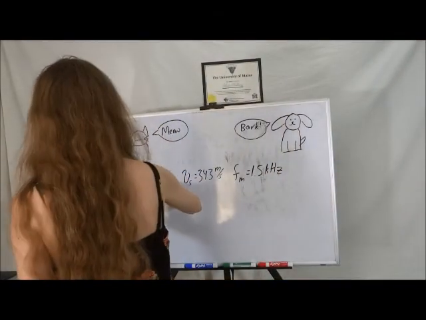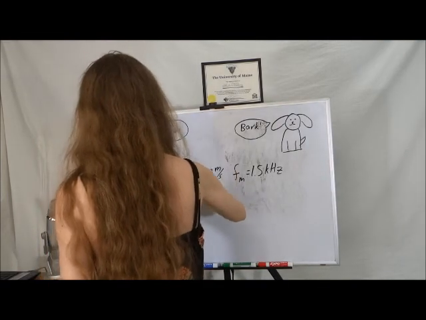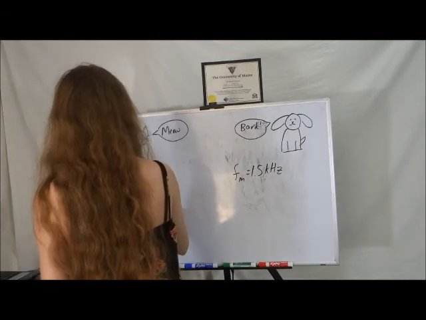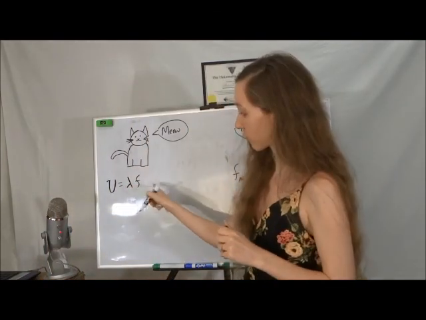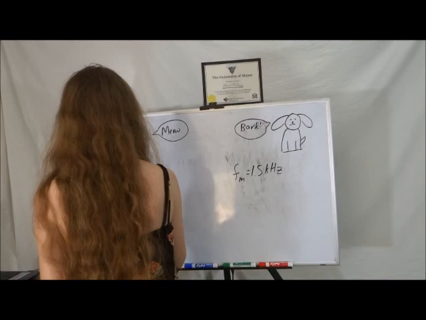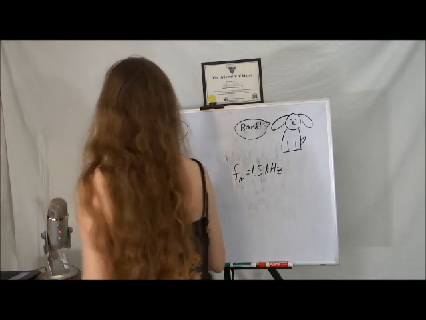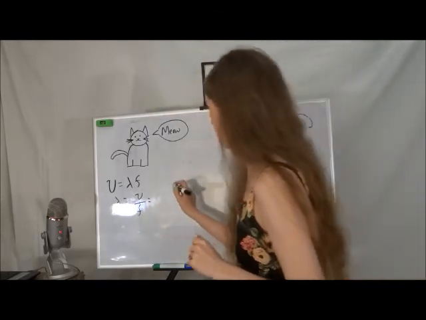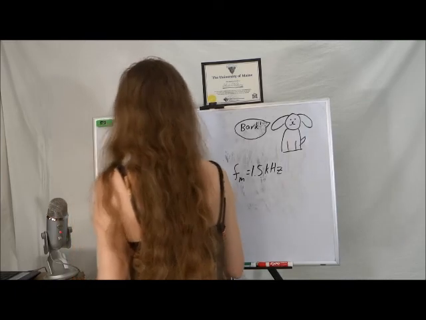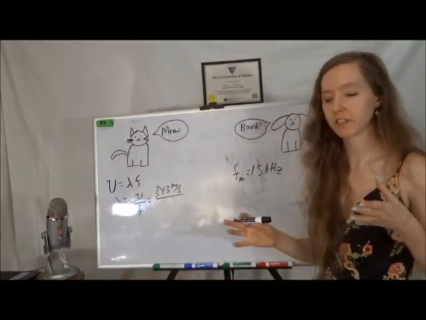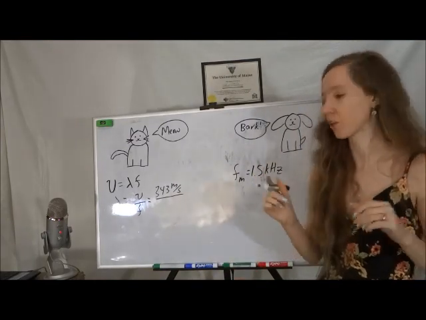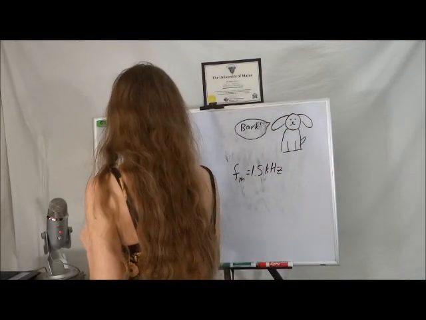So we know that v equals lambda f. So if we're looking for lambda, we're just going to divide both sides by f. We'll have that lambda is equal to v over f. And we just said that v was 343 meters per second. And then the frequency of Cupcake's cry, we said, was 3.5 kilohertz. So we have to convert that into hertz. So that's going to be 3,500 hertz.